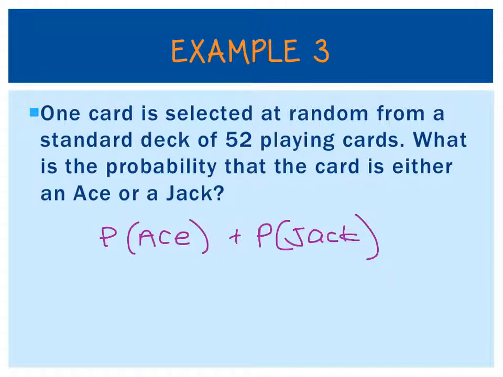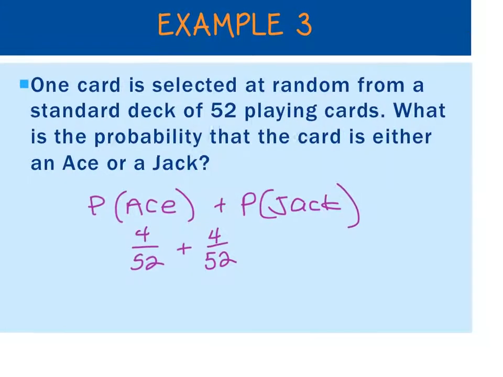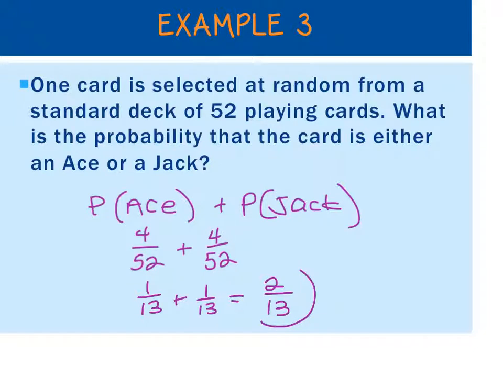How many aces are in the deck? 4, so this is 4 out of 52. How many jacks are in the deck? 4 out of 52. Because they both have the same denominator, you can reduce them and then add them, or add them and then reduce them. It doesn't matter. This would be 1/13 plus 1/13, which is 2/13.